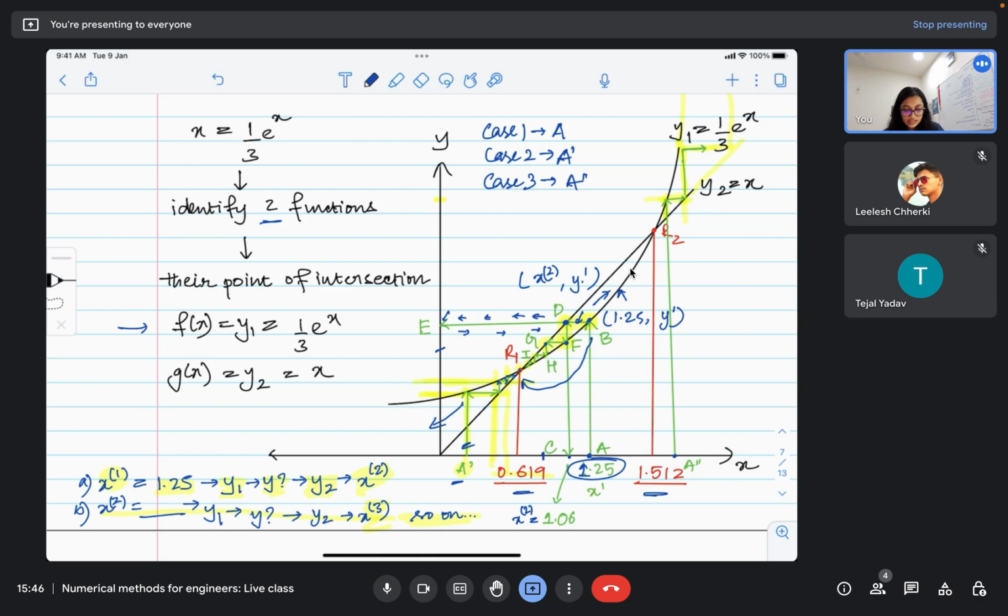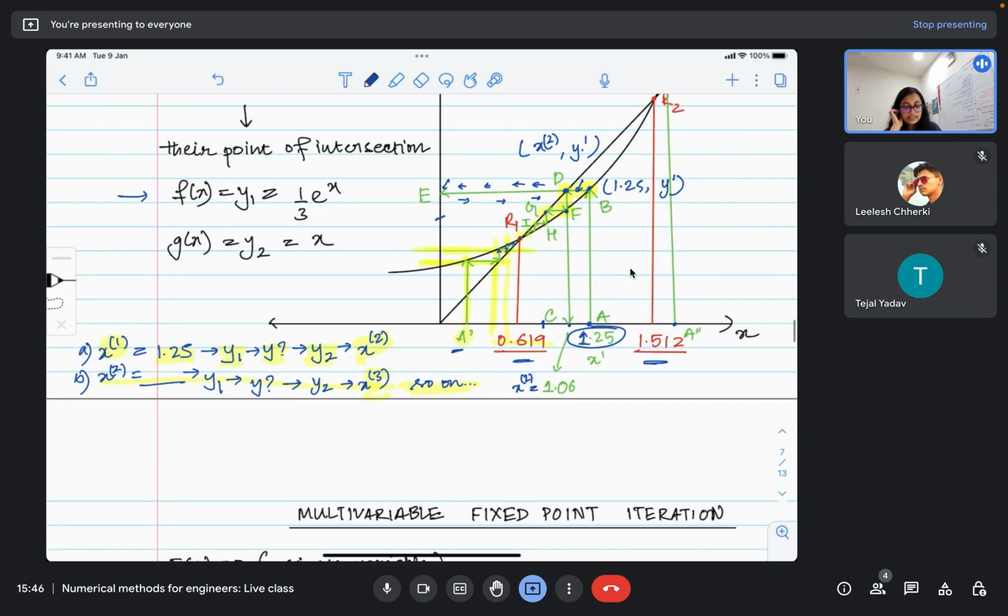So this is the graphical representation of the fixed point technique. Once I remove all this, of the fixed point technique. And now we will move on to the multivariable fixed point technique.